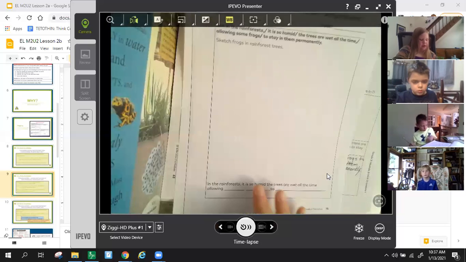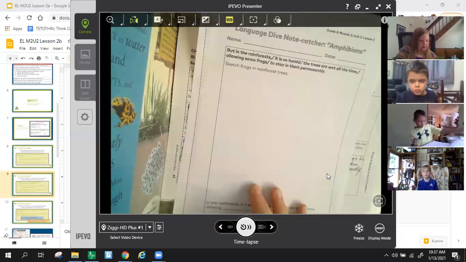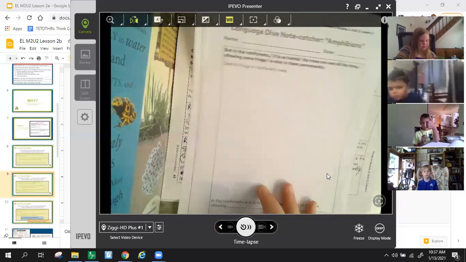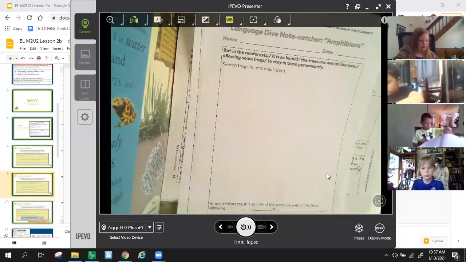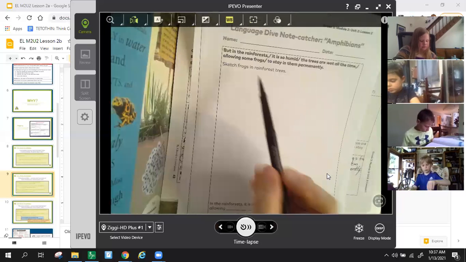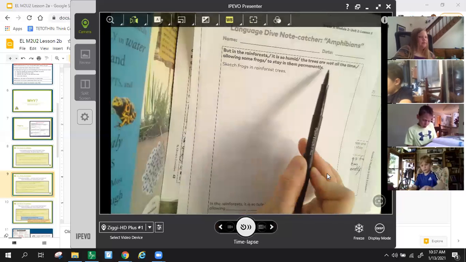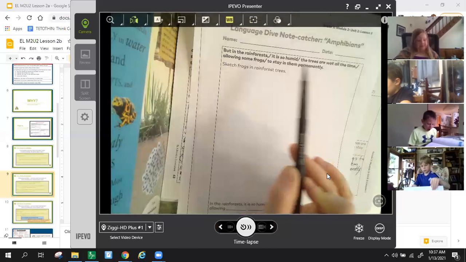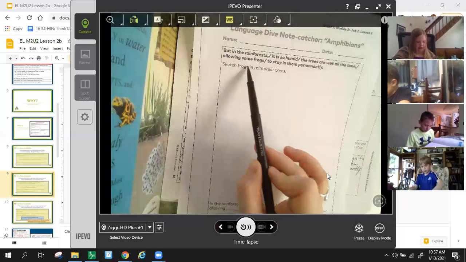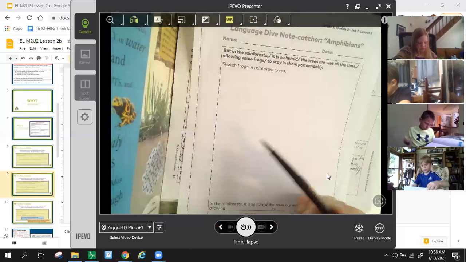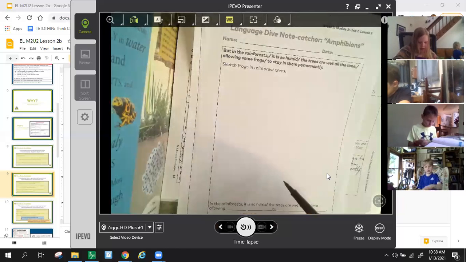We're going to do this super quick, friends. So I hope you have your pencils ready. Everybody have your pencils ready. So I want you to think about this sentence: but in the rainforest, it's so humid, the trees are wet all the time, allowing some frogs to stay in them permanently. So what would you draw here? Really quick. I would draw like a wet tree with a tree frog in it. Okay, go for it. Everybody on page 75.